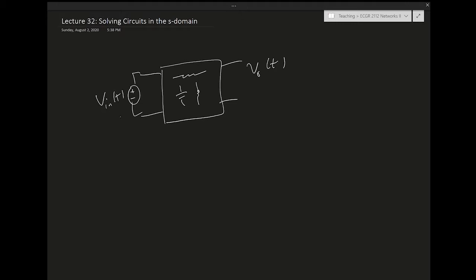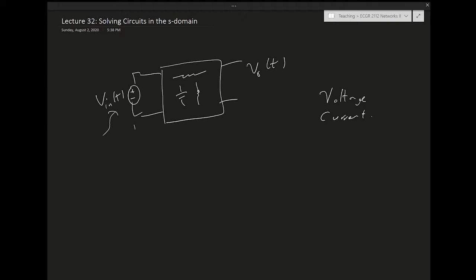The idea is that we can take all those inputs and outputs, all those signals. For circuits, the signals are really voltages and currents. We can take all those signals and transform them to the Laplace domain, and then solve the circuit in the Laplace domain, and then go back into the time domain.